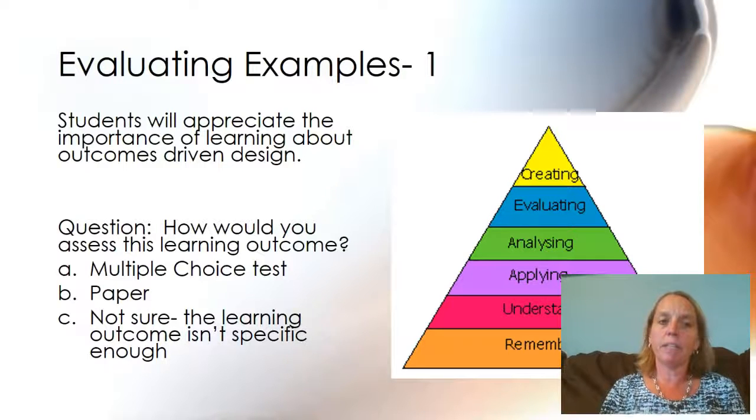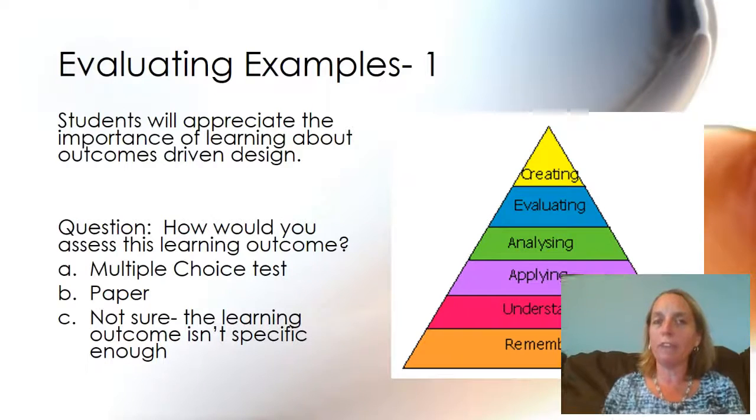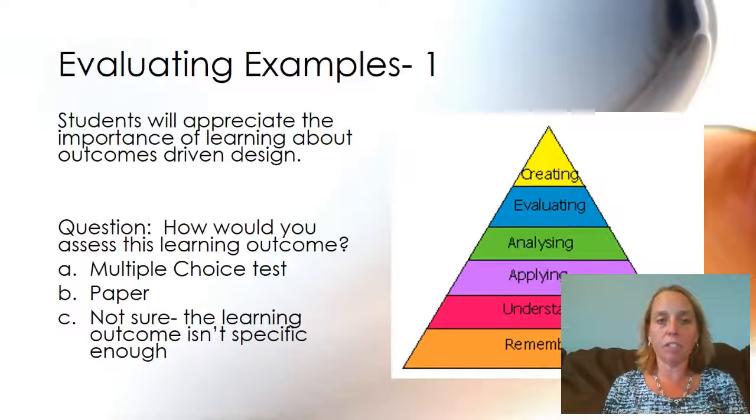So let's just take a minute to think about an example here. If we had this example, students will appreciate the importance of learning about outcomes-driven design. I'm going to ask you to take a moment to think about this. How would you assess this learning outcome? Remember, after you identify the learning outcome, you need to then figure out what evidence would work to let us know whether that was achieved or not. So you have a couple of options here to think about. I'm going to give you just a few moments to decide what answer you believe in.